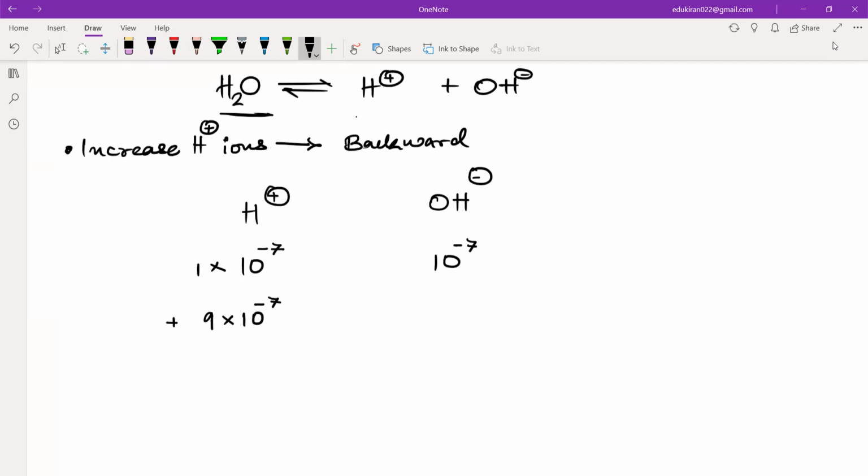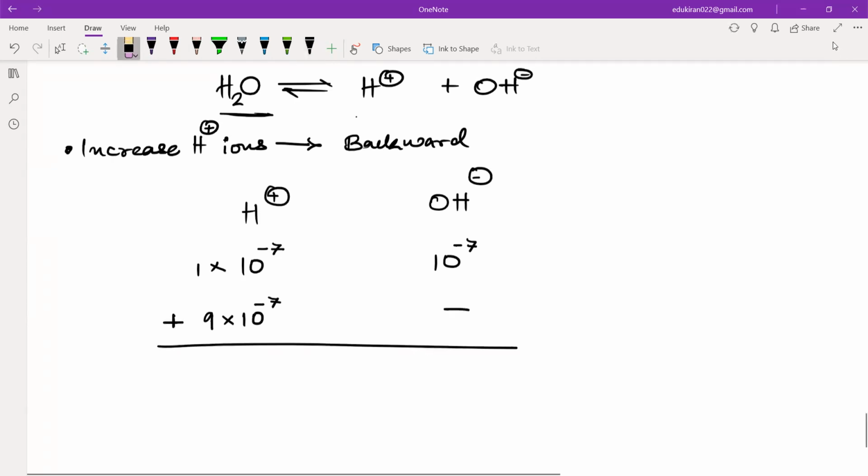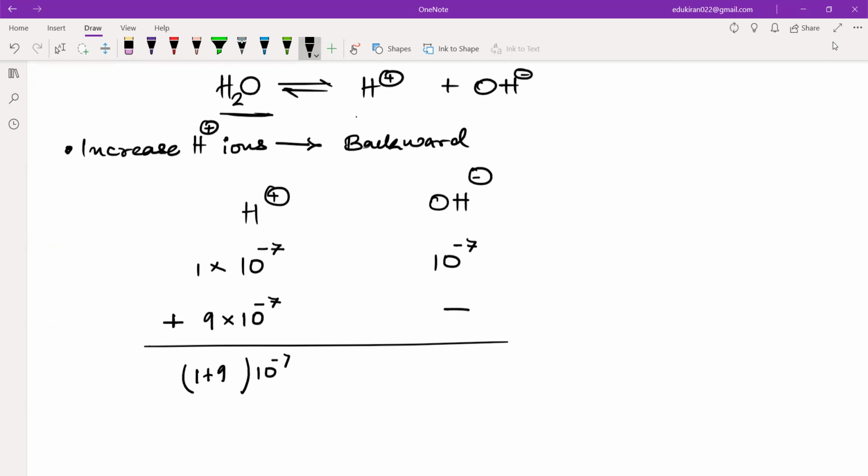Then I added 9 into 10 to the power minus 7 molar of H plus. So this is 1 into 10 to the power minus 7, right? And I did not add anything in the OH. So I have added something. Taking 10 to the power minus 7 as common, this is 1 plus 9. Yes or no? Yes, sir. So this will be 10 into 10 to the power minus 7, which will be equal to 10 to the power minus 6 molar. Any problem till here, guys?